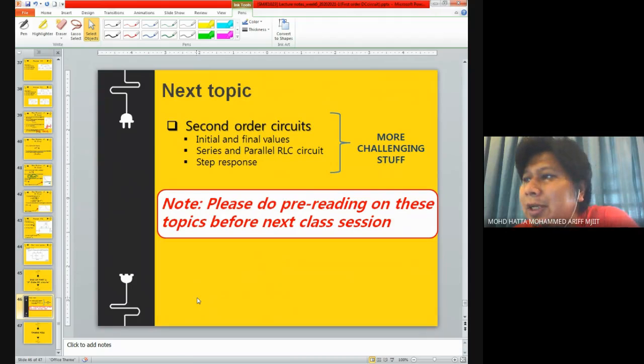The second order circuit, where in our circuit we have RLC, a combination of resistor, inductor, and also capacitor. So that's why it is called second order circuit. And as usual, please do pre-reading on this topic so that you're not gonna attend this session blank. You should have some basic idea on what's going on, what to expect in this topic.